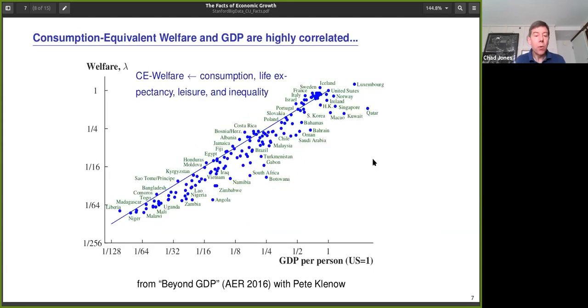Okay, now I want to shift gears to a paper with Pete. I think these first 2 hours are all about Pete's papers, is one way to look at it. This is a paper where we did the following.